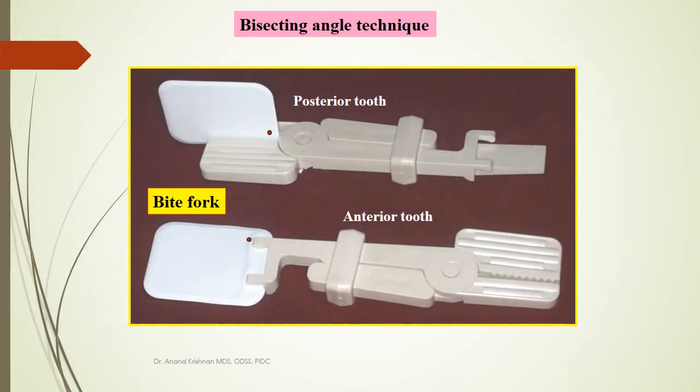Okay, so this is how this snap array device is used. For posterior teeth, like I told you before, we secure the film on the device like shown in the top image. This is for the posterior, and for the anterior, you use the other end of the device, which is almost like a bite fork. You just position it.